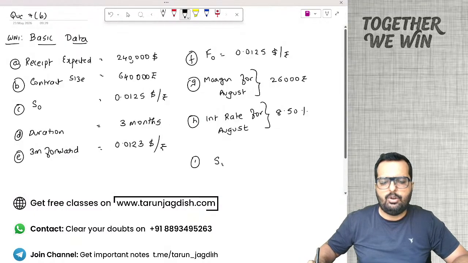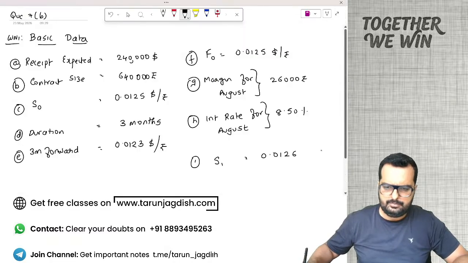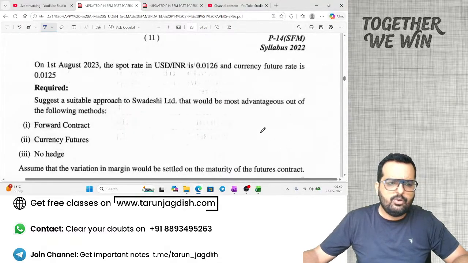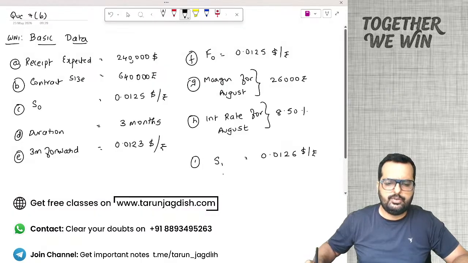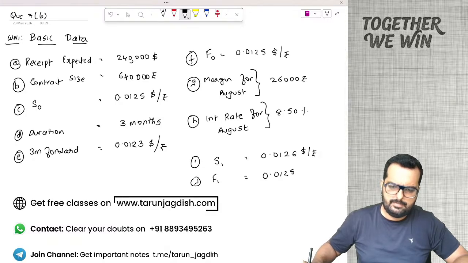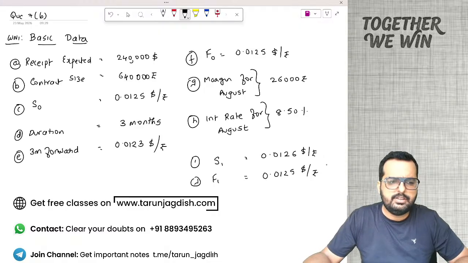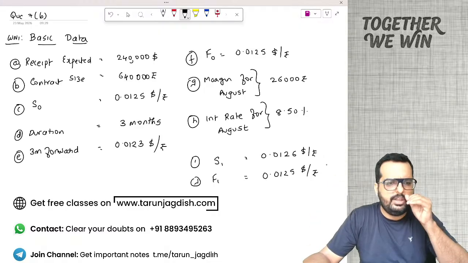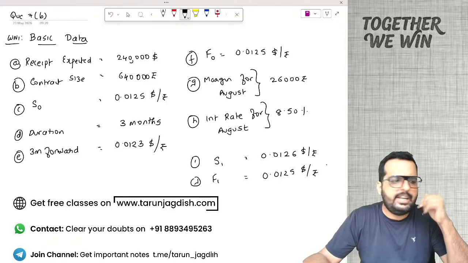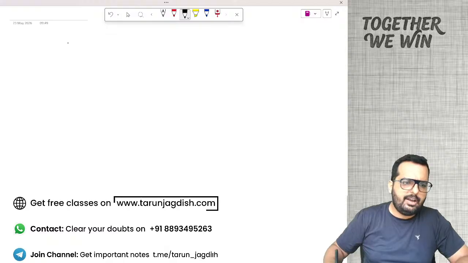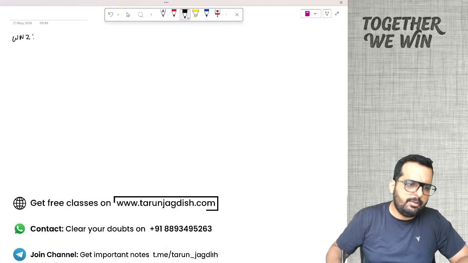All right. So once you're done writing till here, down they have given you the spot rate on the expiry. I'll call it S1. That is given as 0.0126 dollar per rupee, correct? And they have also given you the future rate as 0.0125 per rupee. Everybody clear with this part? So they have given you the full data over here, friends. I hope you're clear with all the data available. Perfect. Now I will go to the next part, working note number 2.